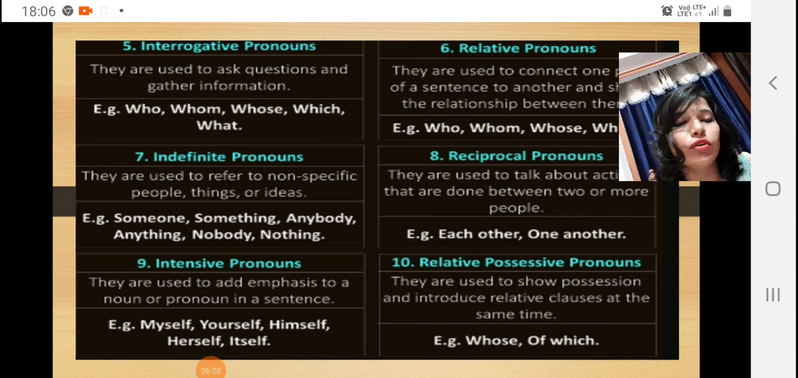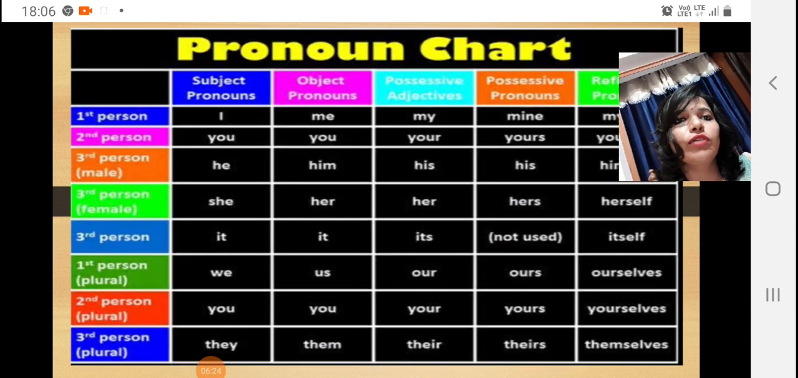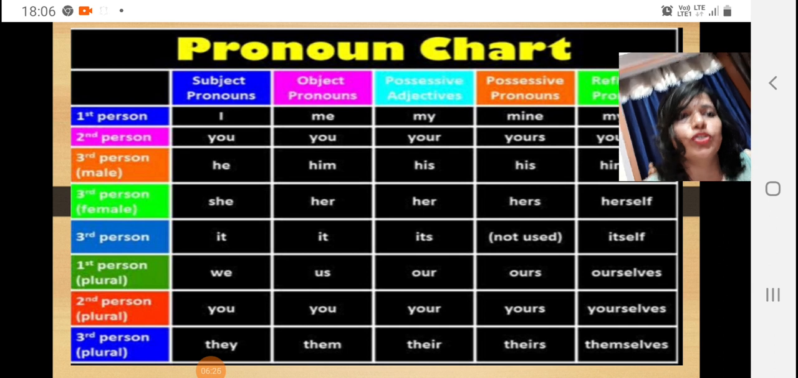Possessive means the house belongs to someone, so that shows possession. But relative means who got compensation, so that is showing the relation also. So these are the relative possessive pronouns in that sense. Okay, so like that. Now let's jump to this flow chart.